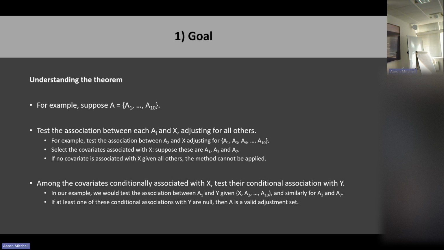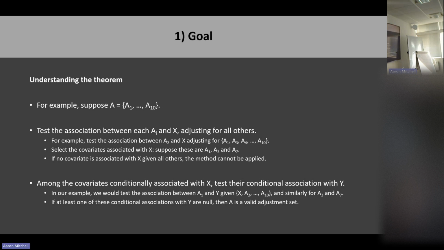What are we going to do to apply the theorem? We're going to test the association between each covariate and the treatment, adjusting for all other covariates. If I'm talking about covariate A2, for example, that means I'm going to test the association between A2 and X, adjusting for A1, A3, A4, A5, up to A10. I'm going to do this for all covariates, and I'm going to select the ones that are associated with X, conditional on all other covariates. Suppose that we did that for all covariates, and A1, A3, and A7 are the ones that were associated with X, conditional on the other covariates. So we're going to be looking at those three covariates for the next step.